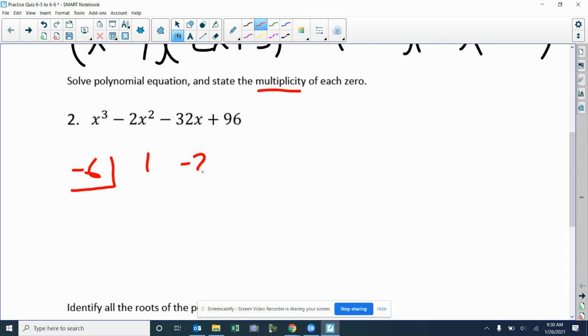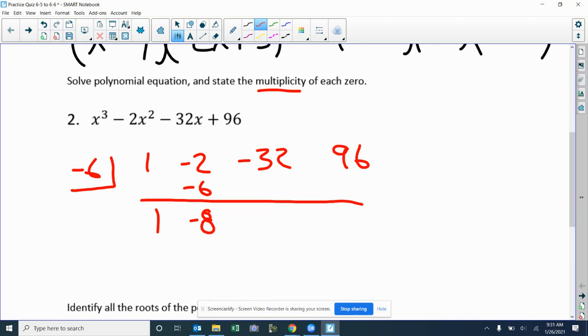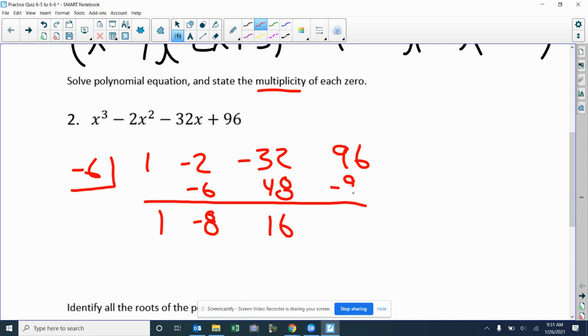1, -2, -32, and 96. Okay, make sure we go down in descending order there. We don't need those zeros in there, do we? Okay, so we're good to go. 1, that gives me -6, gives me -8. I think that gives me 48 positive. Things are moving around. That's gonna give me 16. 16 times that's gonna give me -96, which gives me 0. So we do have one, thank you, Luke.